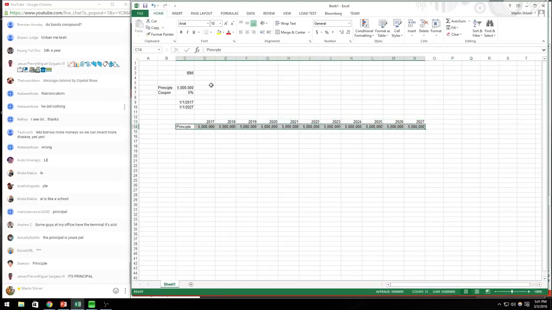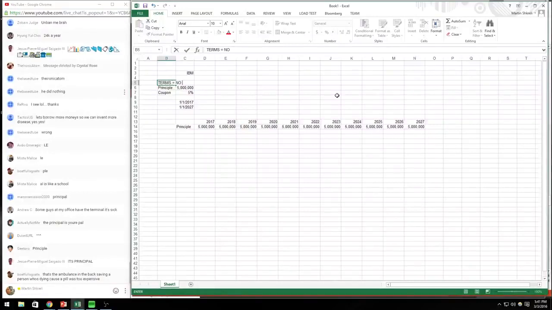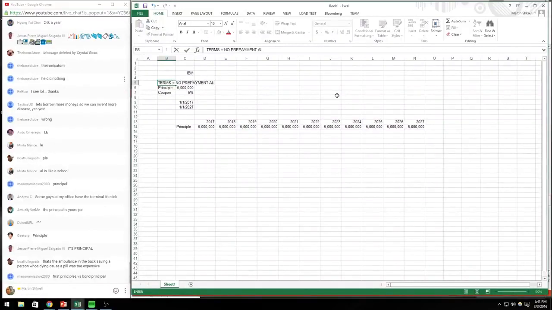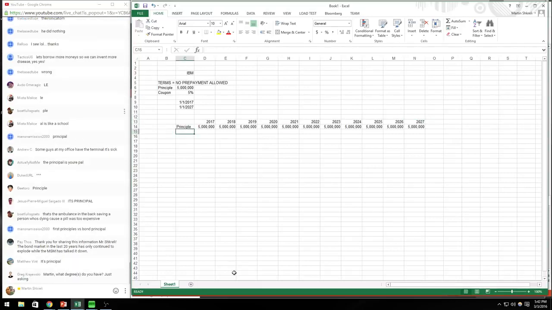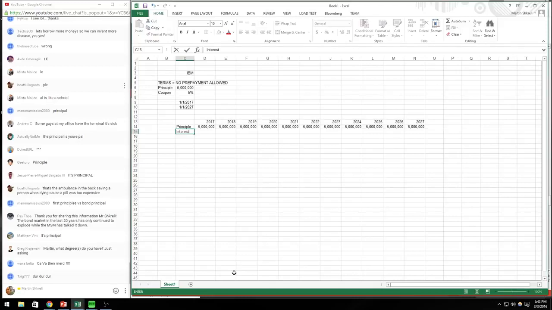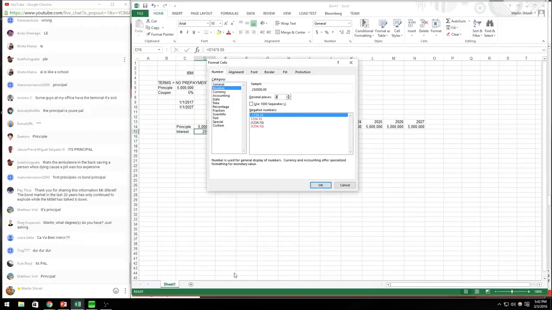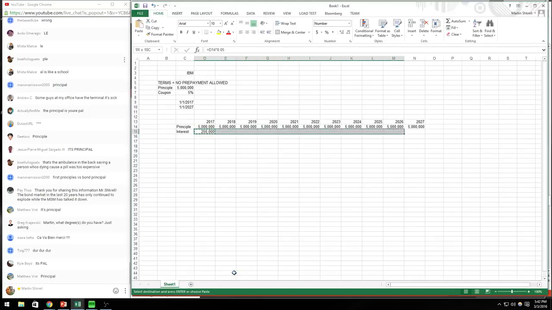They're never going to prepay this coupon. The debt terms equal no prepayment allowed. They can never retire this debt. They can only retire it in 2027. So the interest payments every year will be what? 5% of $5 million, which is $250,000.